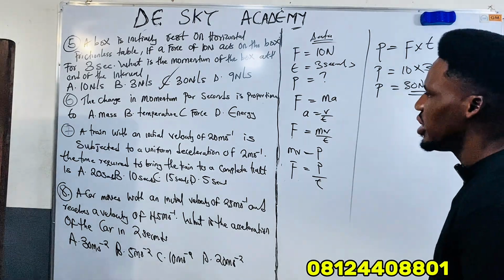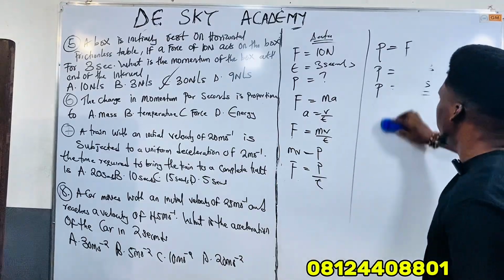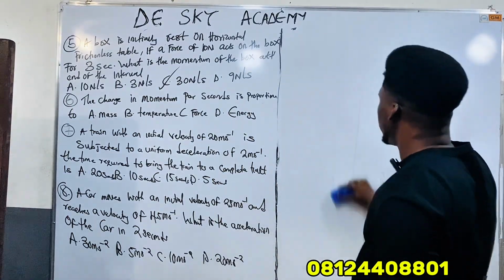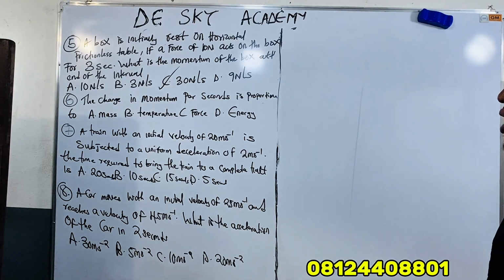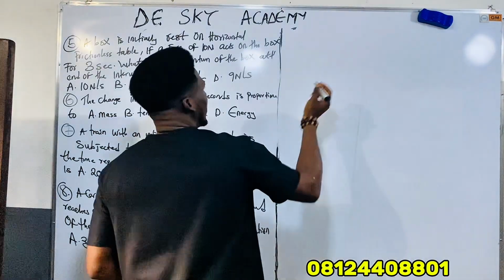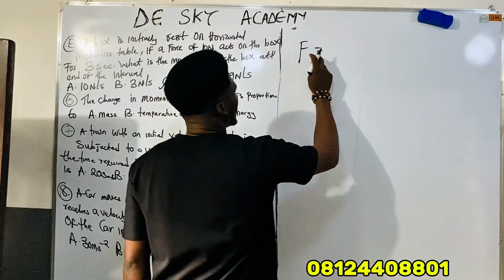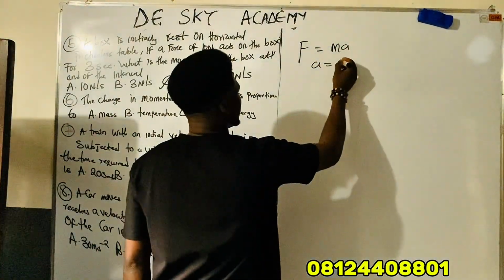Question number 6. Question number 6, they said the change in momentum per second is dash. Change in momentum per second is proportional to dash. A, mass. B, temperature. C, force. D, energy.